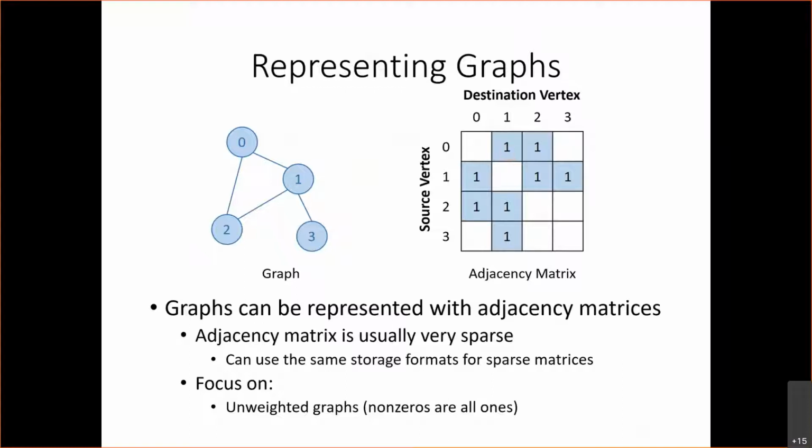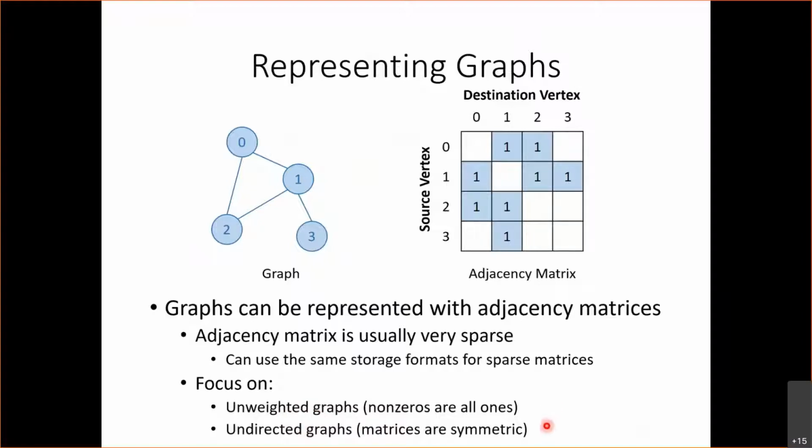The next thing is we're going to focus on undirected graphs. What that means is that these matrices are going to be symmetric. A lot of the concepts that we are going to talk about today equally apply to weighted graphs, and they equally apply to directed graphs. But for simplicity, we're just going to be focusing on unweighted graphs and undirected graphs.